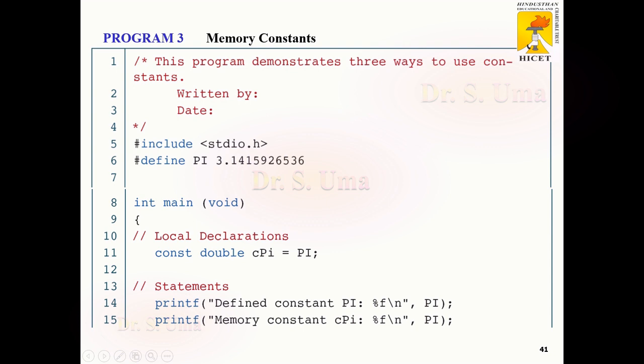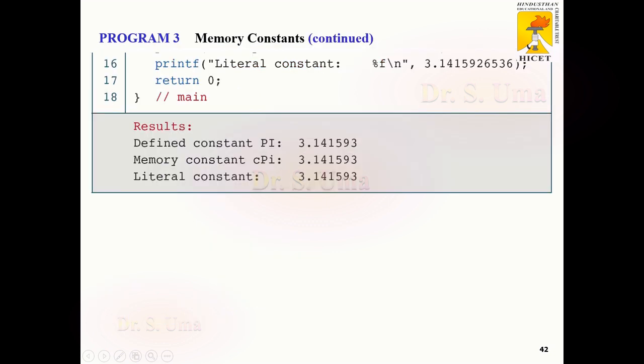Then we are having printf statements in order to print the values of this pi as well as this CPI. Then we are having the value itself given as input in this printf statement, and it is made to get displayed onto the screen using the floating point specifier %f. Followed by that we have the return statement, return 0, then close curly brace in order to mark the end of the main function definition.